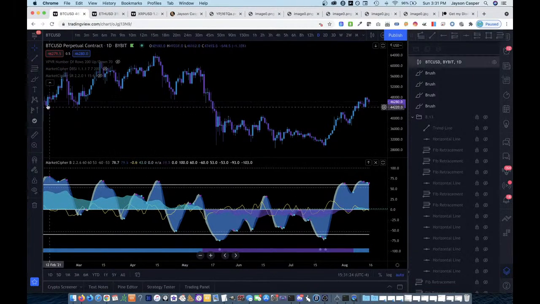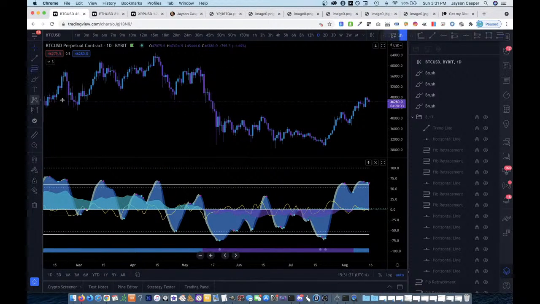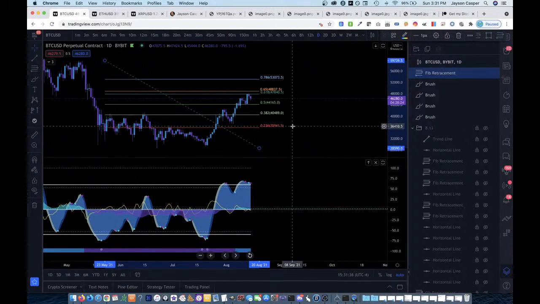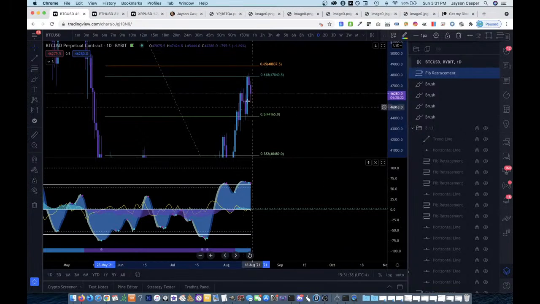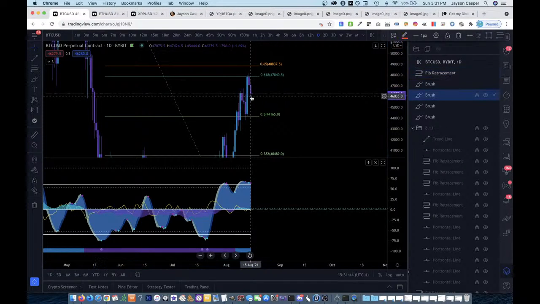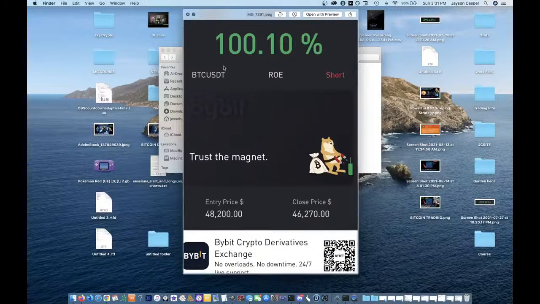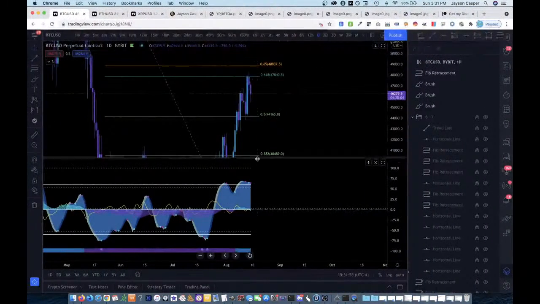And basically, I just pulled it from this high right here to the low on June 22nd. And boom, right into the golden pocket. Come right down. Can't go wrong, guys. 100% profit, literally overnight. This trade got triggered in my sleep, and I woke up 100% in profit because I had the plan in advance.